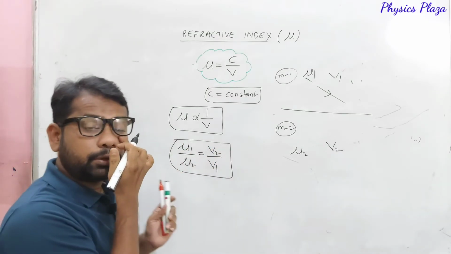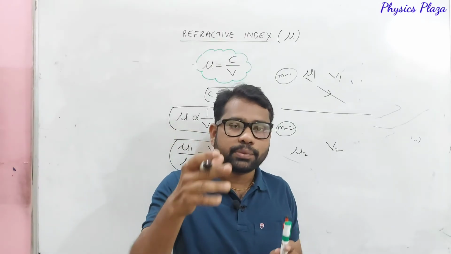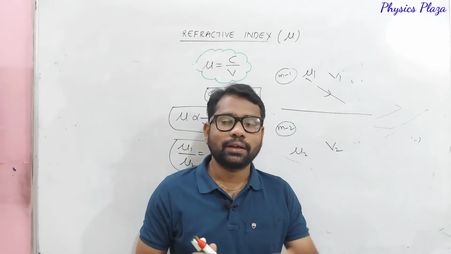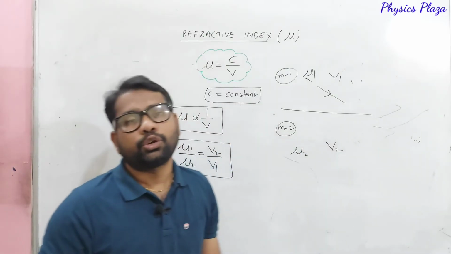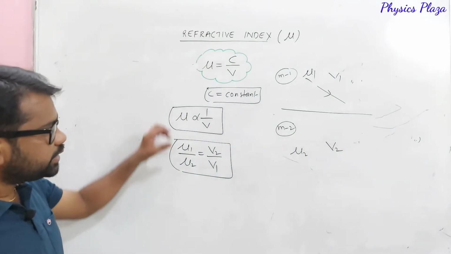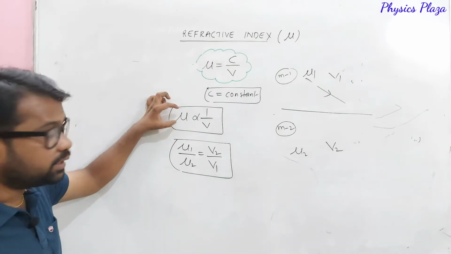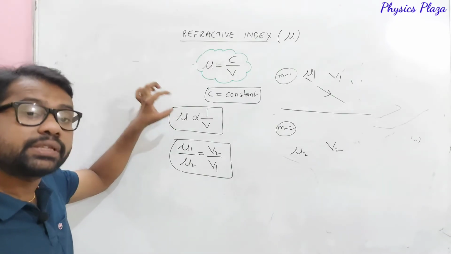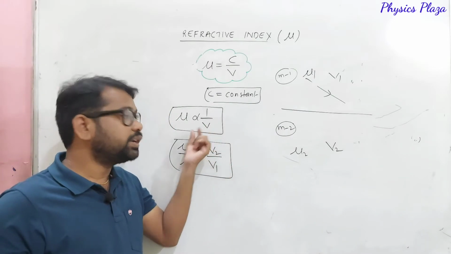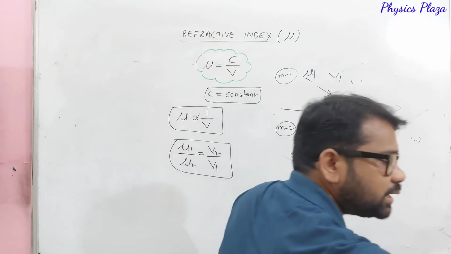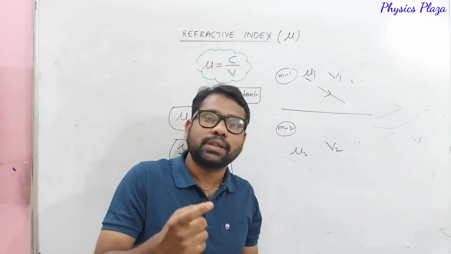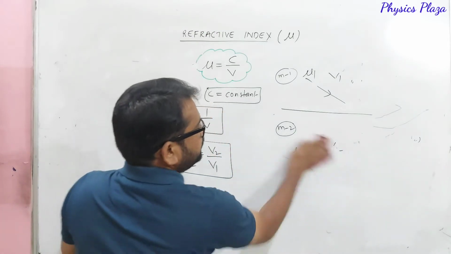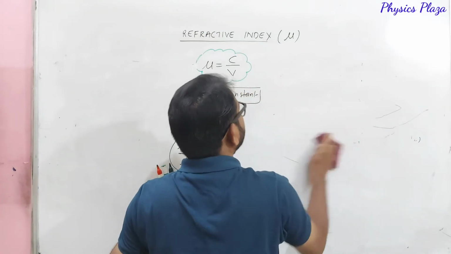So whenever the speeds of light in two different mediums are given, we can calculate the ratio of the refractive indexes of those two mediums. So it is inversely proportional. I repeat once again, children: the refractive index of a medium is inversely proportional to the speed of light. Now we will see the refractive index values of some mediums. Then we will get more clarity.